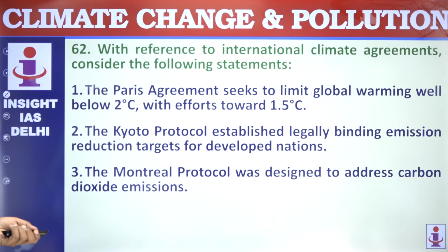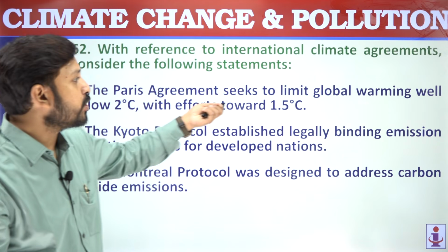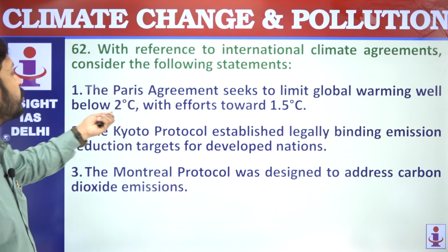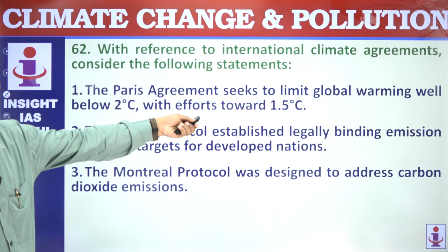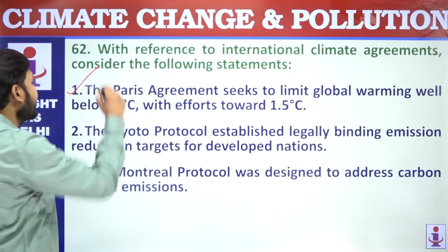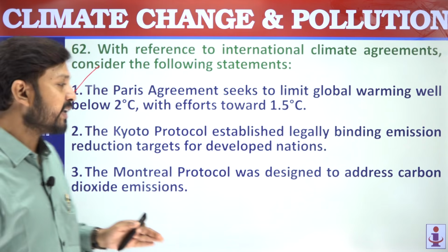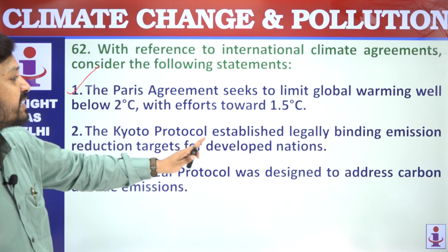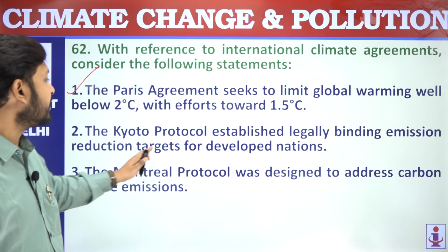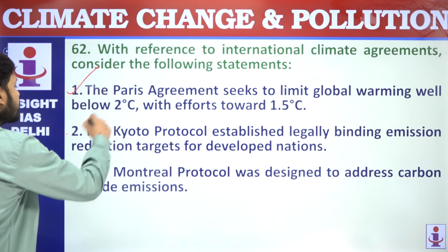Next one, with reference to international climate agreements, consider the following statements. The Paris Agreement seeks to limit the global warming well below 2 degrees centigrade with efforts towards 1.5. This I have discussed earlier, right? At the max 2 degrees, but if possible try to reduce it to 1.5 degrees centigrade itself. The Kyoto Protocol established legally binding emissions reduction targets for developed nations. Yes, this is also a true statement.